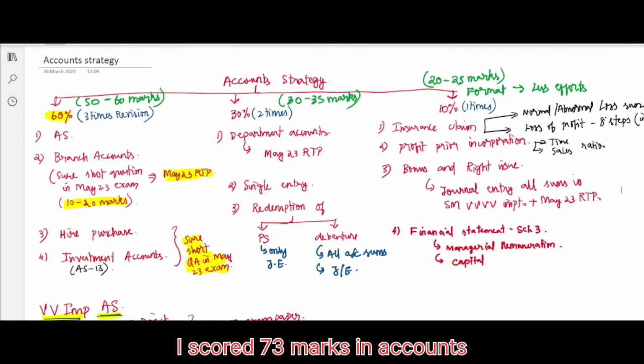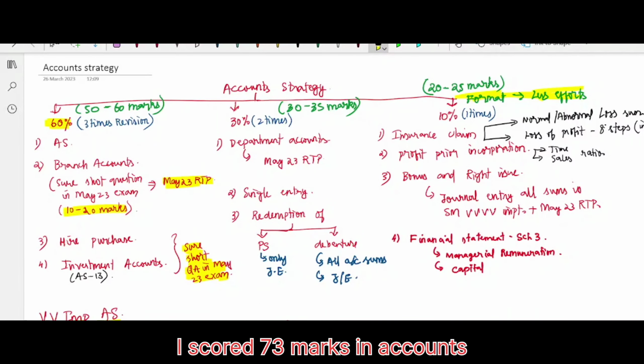First, let us discuss the 10% category, which is very easy, because the important thing is you have to remember the formats, nothing else. It consumes less time, and if you are able to remember the formats properly, you can perform well in your examination. First comes the insurance claim chapter.